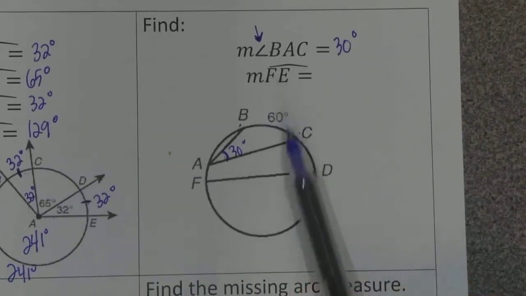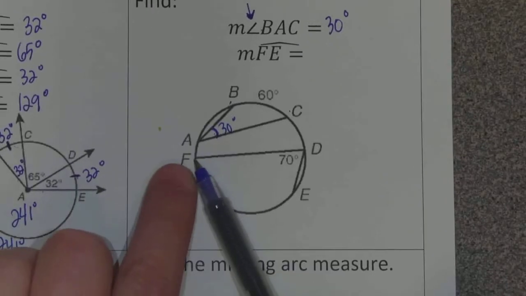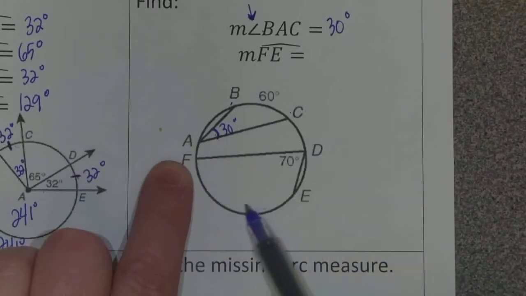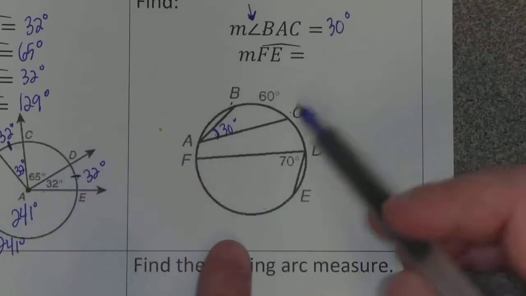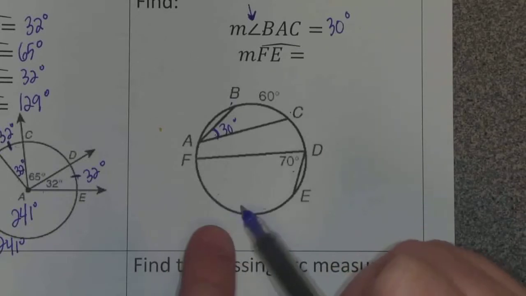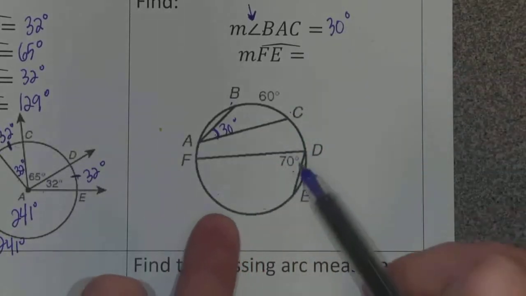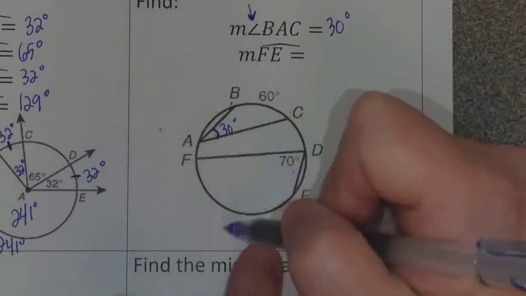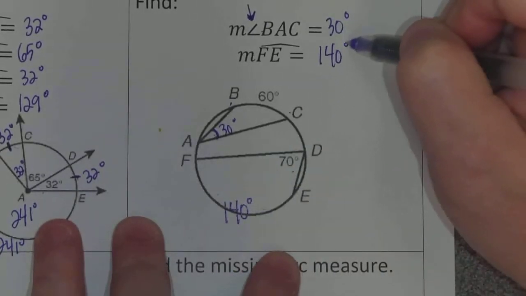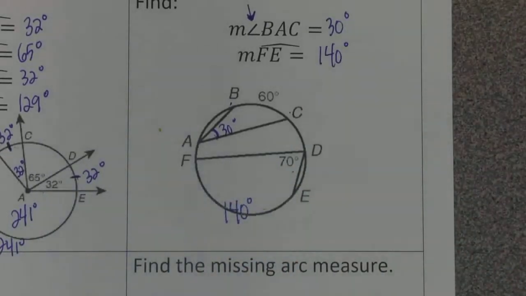Then it says find arc FE. So again, it's a minor arc because there's only 2 letters. So from F to E with the minor arc is this direction. If this inscribed angle measures 70, what's this arc going to be? 70. Okay. Wait, 140. Yeah, remember double it because of the inscribed angle. So it's going to be 140 degrees. Okay. Questions on how I did that?